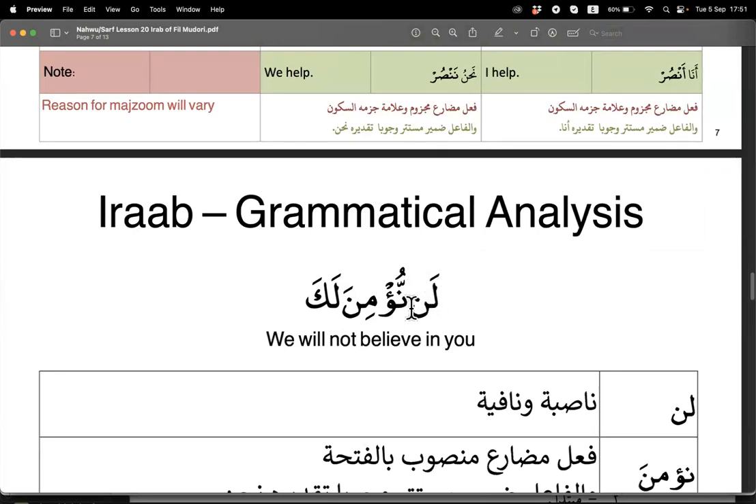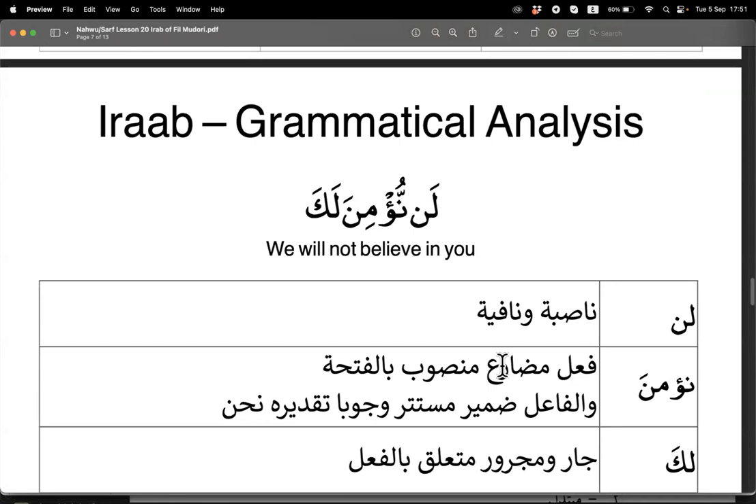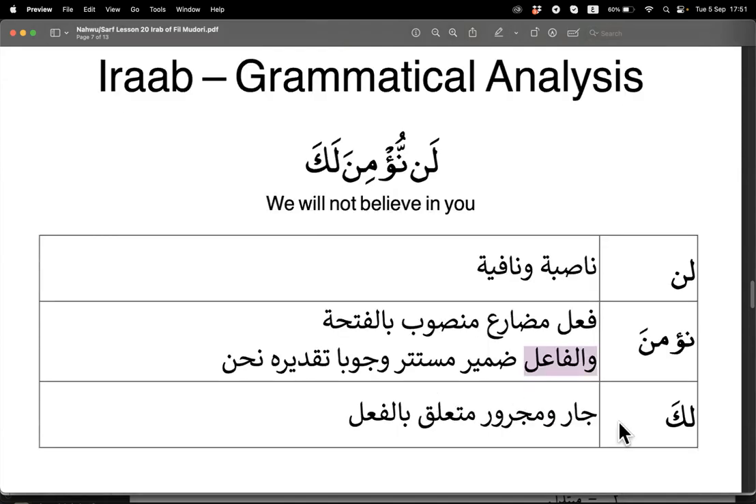Okay, you add one more thing to lan. Lan means will not, right? So it's a nafi, negation. So you add this one also. Not just nasibah, it is also nafiyah. Otherwise the rest is good. Fi'il mudari mansub bil fathah, fa'il is correct, it's nahnu, so dhamir mustatir, wujuban. And then jar wa majrur, you can leave it like that, or you can say lam is harf jar, the kaf is dhamir muttasil, like we did just now, fi mahalli jar, majrur. And then muta'alliq bil fi'il.